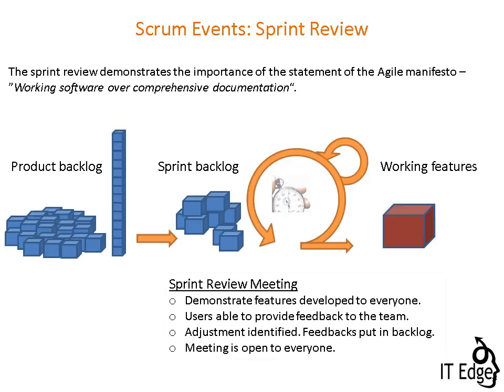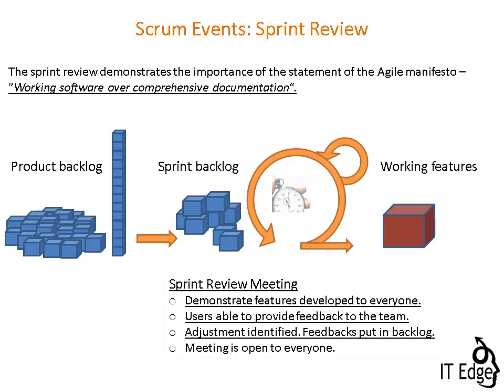The sprint review demonstrates the importance of the statement of the Agile Manifesto, working software over comprehensive documentation. The team demonstrates what it has completed. Users are able to provide feedback to the team for them to make the necessary adjustments. Of course, the feedback is put into the backlog in order to be taken up in an iteration later. The ceremony is open to the team, the product owner, the Scrum Master, and everybody who wants to see the demonstration.